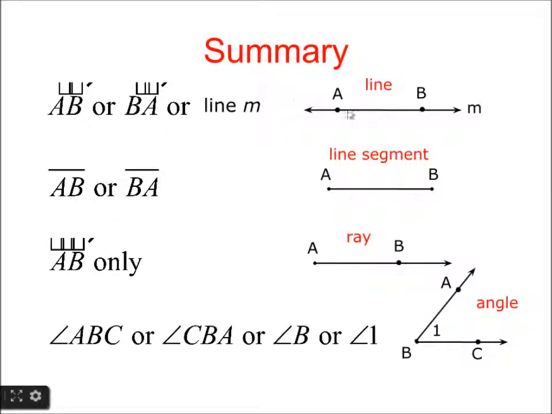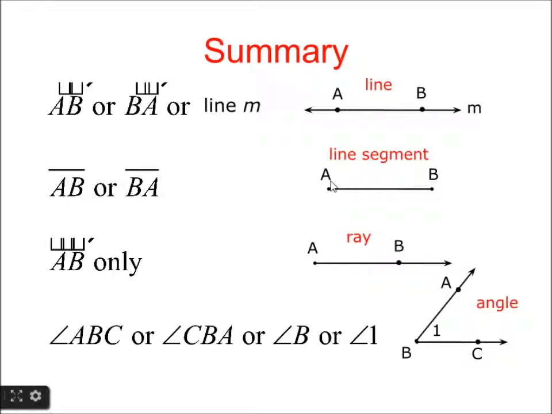So this is just a summary of what we have learned so far. Line has no endpoint. It keeps moving in both directions. Line can be denoted by a single letter M, or it can be denoted as two letters AB with a line on the top with an arrow on both sides.